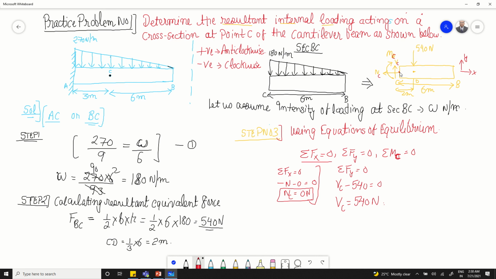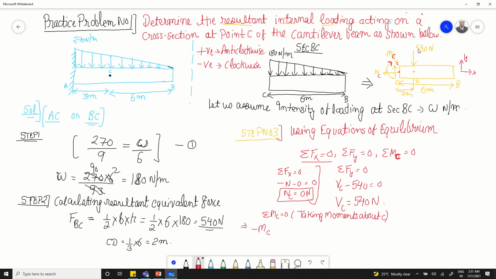We take moment of all the forces that are acting on section BC with respect to point C. This MC is a moment itself, and with respect to this point, it is trying to rotate the body in clockwise direction, so we will take it negative. Let us write it down as taking moments about C. So it will be minus MC.